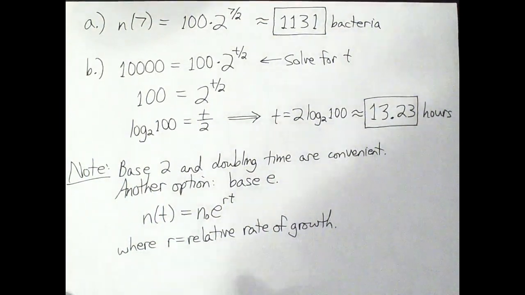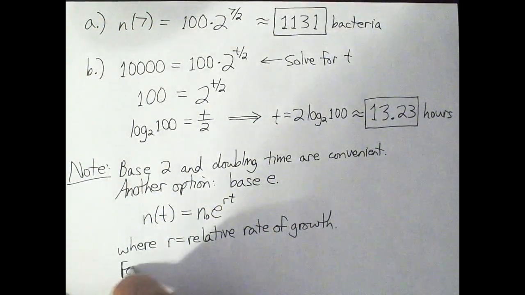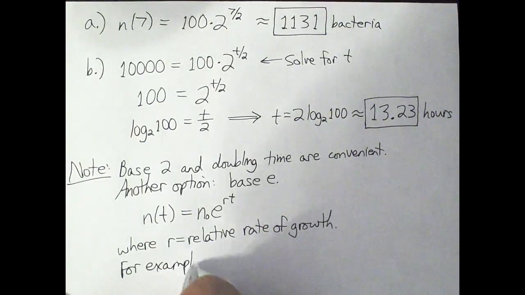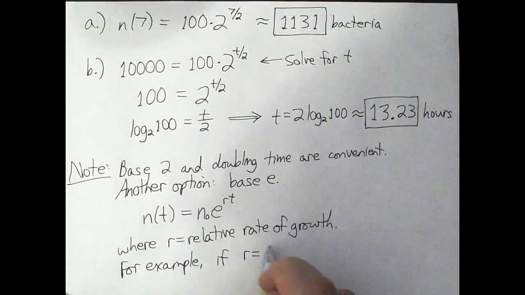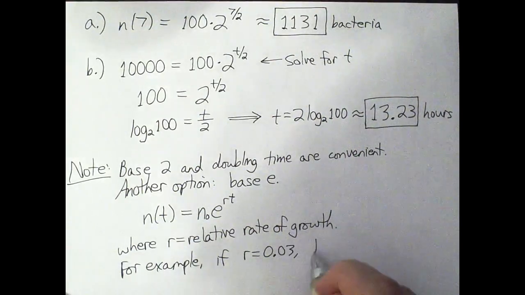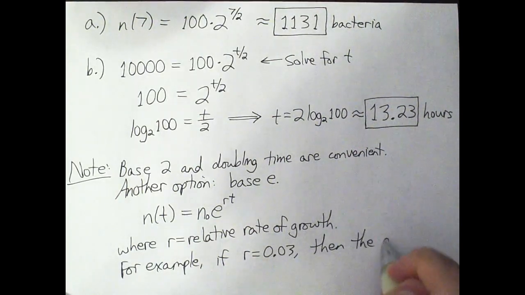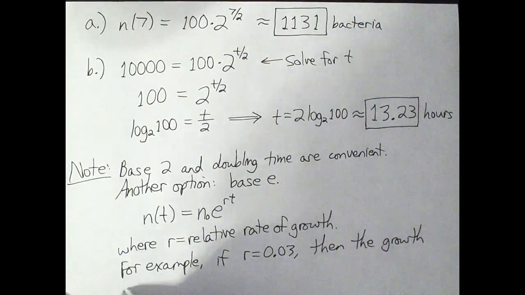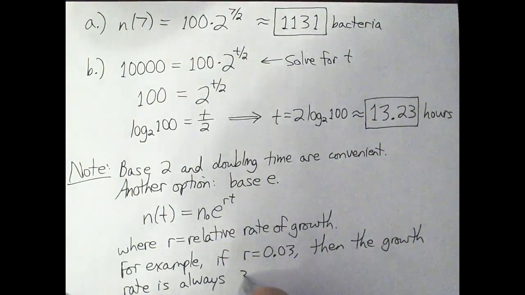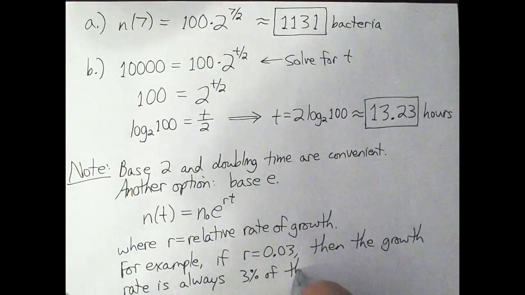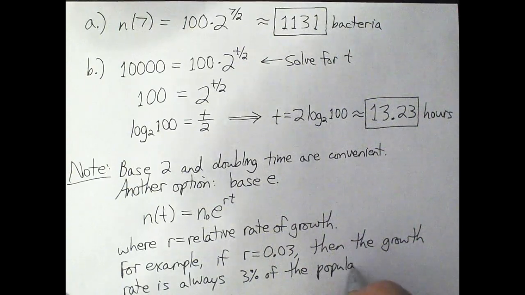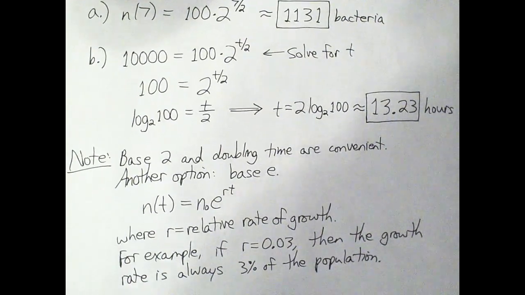Now, when I say r is the relative rate of growth, for example, if r equals 0.03, then the growth rate is always 3% of the population. So instead of being based on how long it takes to double, it's based on a percentage of the population. And this should look familiar to you.